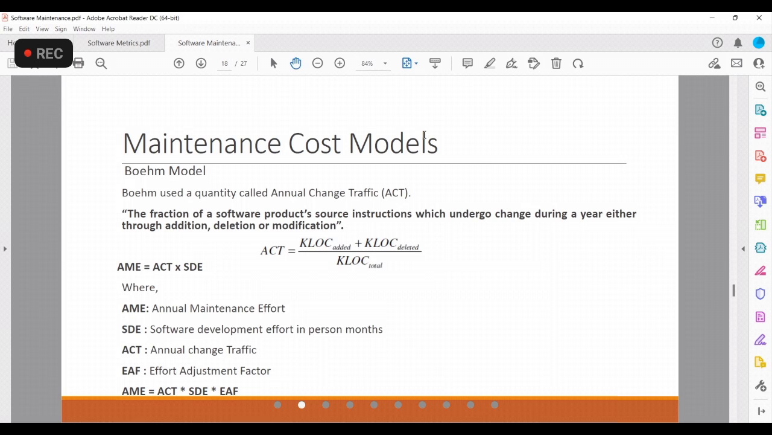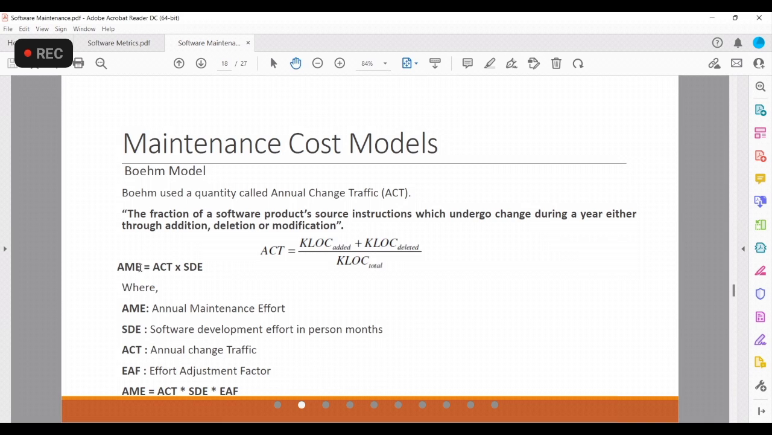And based on this ACT, you can find out annual maintenance. तो इस केस में annually कितना आपका effort लग रहा है that you are finding. So annual maintenance effort is equal to ACT, that is annual change traffic, into software development effort. क्योंकि of course जो भी आपका maintenance effort लगेगा उस केस में change तो हो रहा है उसके अलावा of course there is some software development effort as well, right? So you will multiply this annual change traffic with the software development effort to find out annual maintenance effort.